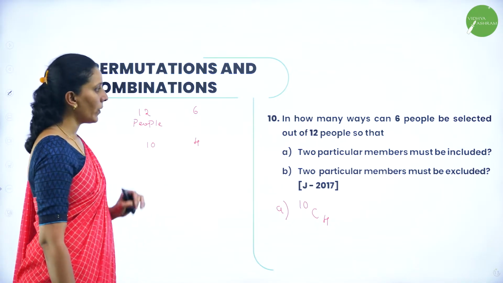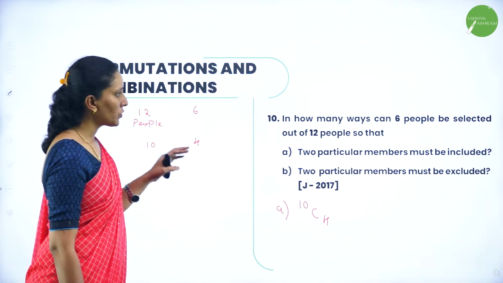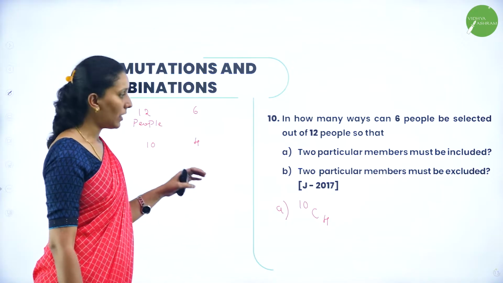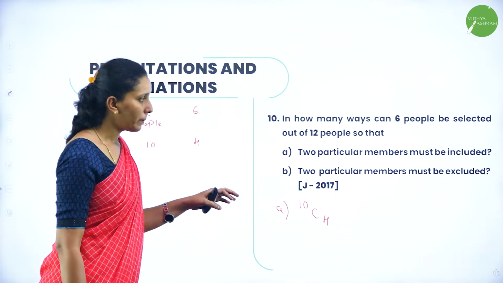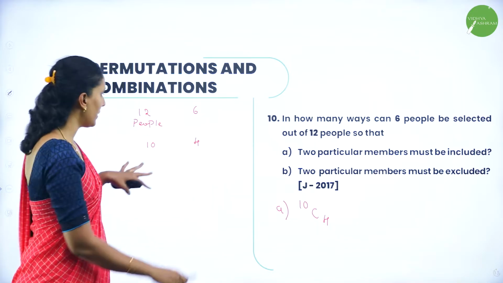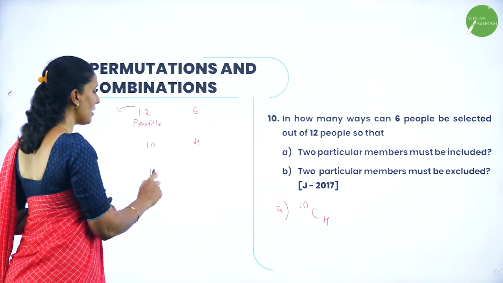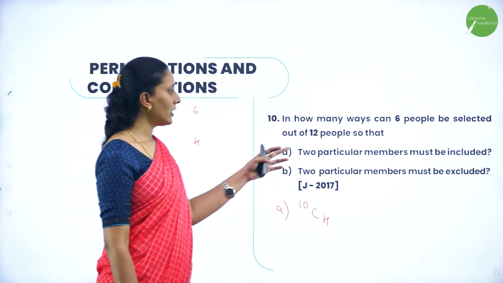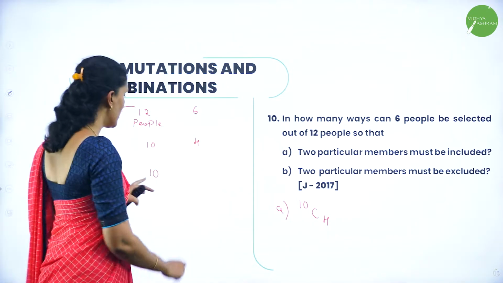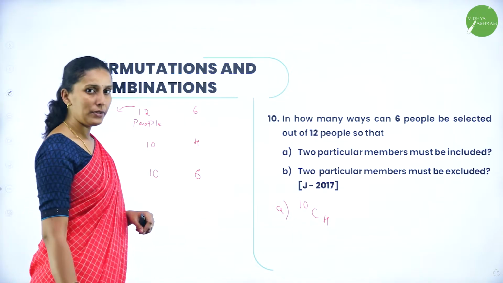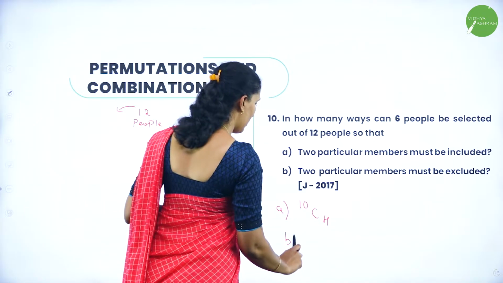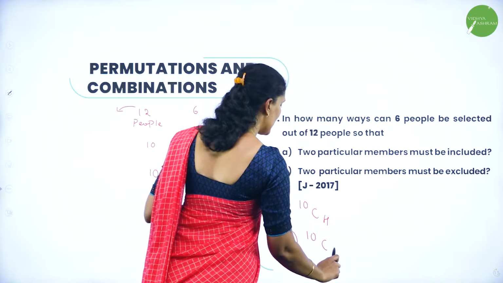And the second question says we need to choose 6 people out of 12 people where 2 particular members must be excluded. That means I need to remove 2. So if I remove 2, then I have 10 members. Obviously, I need to select 6 people again. So I have 6 people to select here. So for the second one, the answer is 10C6.